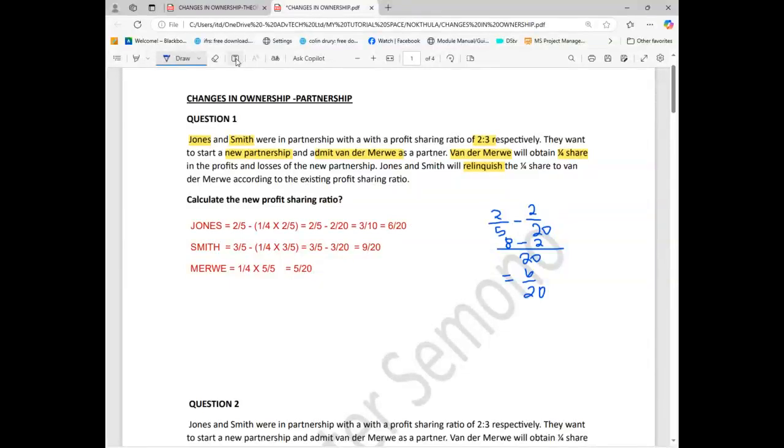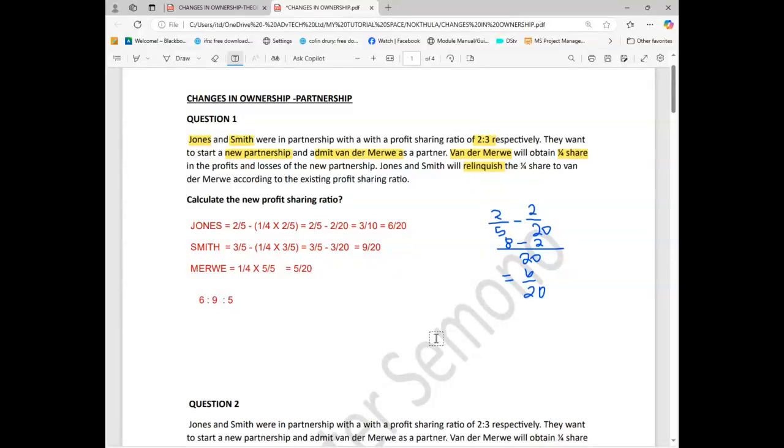Yes. So meaning we have got our ratio now because they are the same. The ratio, I'll take the one on top. For Jones, it's going to be 6. I'll say 6, and then for Smith, I'm going to say 9. And the other guy is? Okay, the new guy. It's 5 divided by 20. What do you divide by 20?